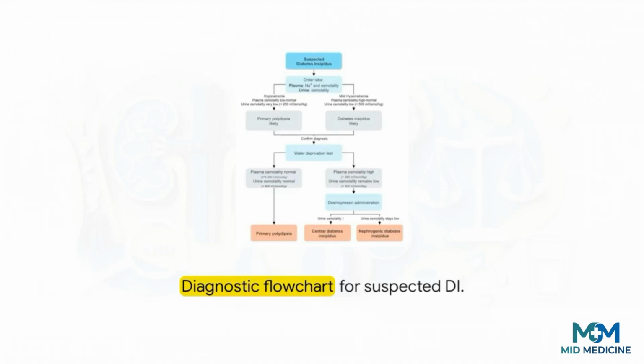If those initial labs show hyponatremia, meaning low sodium, along with a low to normal plasma osmolality, we're likely looking at primary polydipsia. That just means the patient is compulsively drinking way too much water. But if we see mild hypernatremia, high sodium, with a high normal plasma osmolality, while the urine is still super dilute and low, then diabetes insipidus is highly likely.